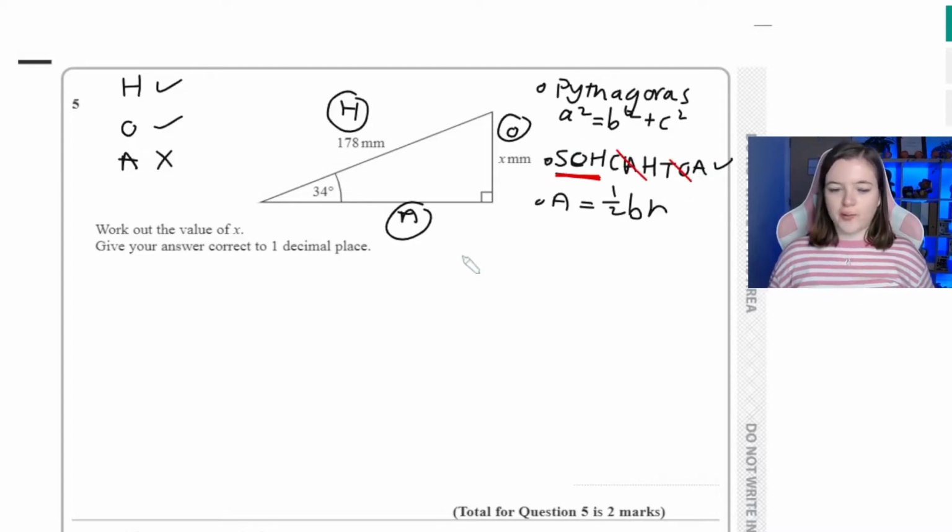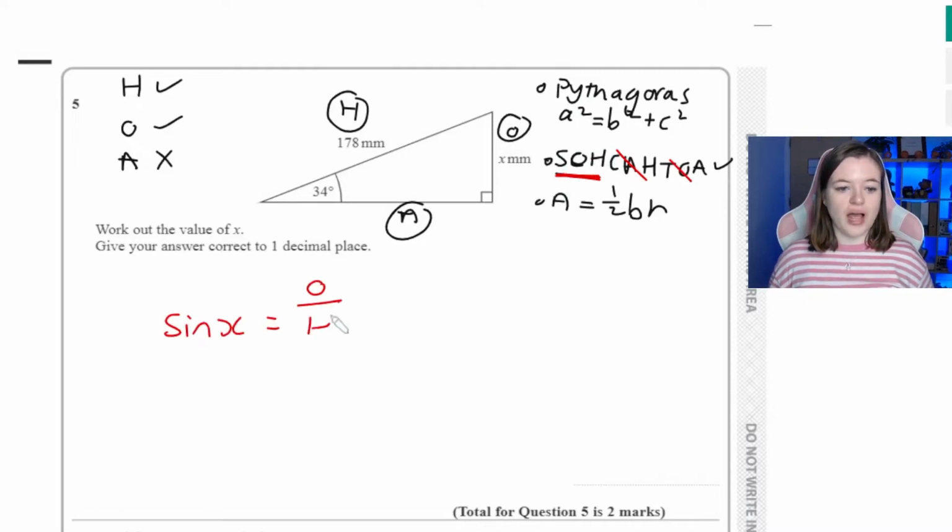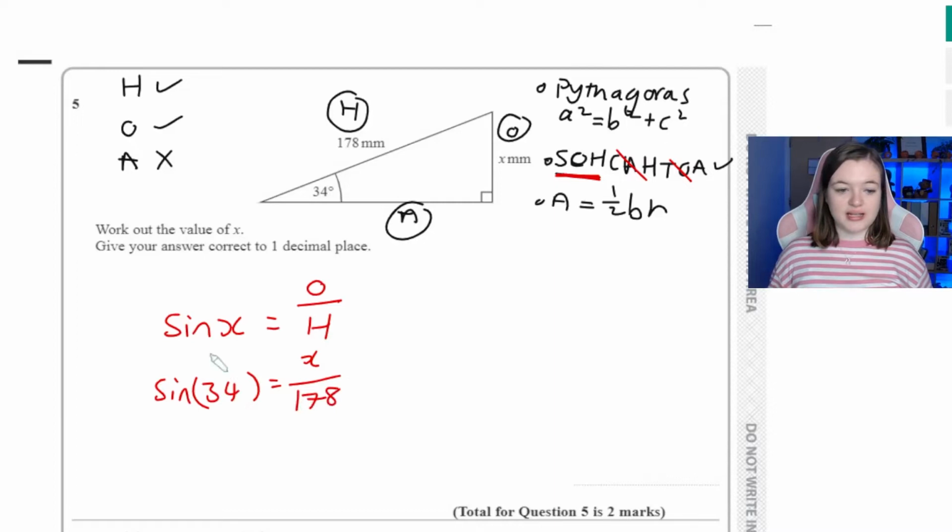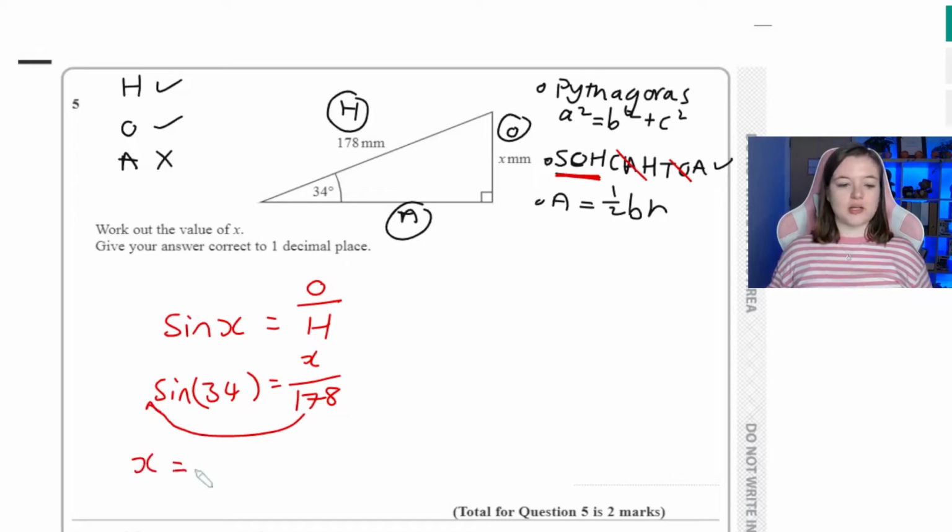Using SOH, the equation is sine x equals opposite over hypotenuse. And in this equation, x is always the angle. So then we'll have sine 34 is equal to the opposite, which is x, over the hypotenuse, which is 178. To rearrange this, I want x on its own. Between what we want to move and the x, they're being divided. Do the opposite, so you times this one up there. So then you get x equals sine 34 multiplied by 178.